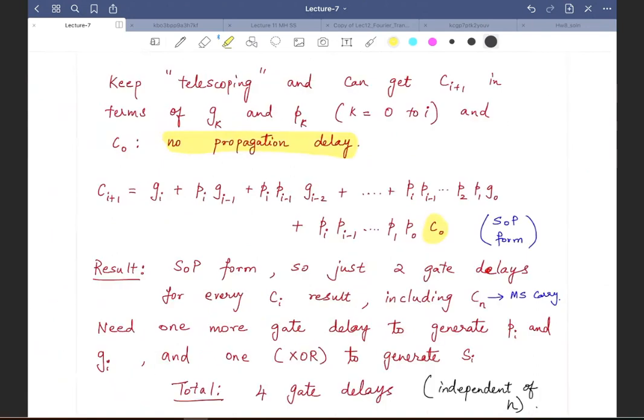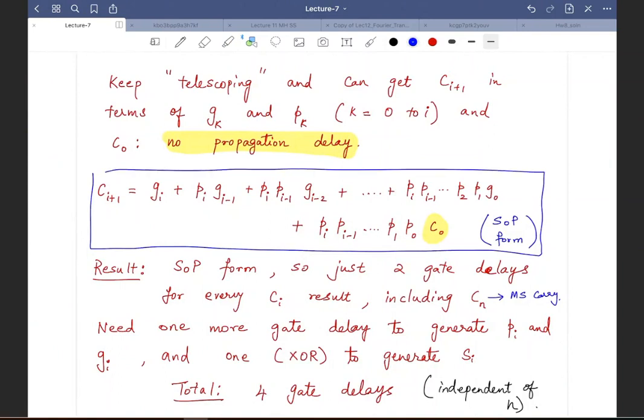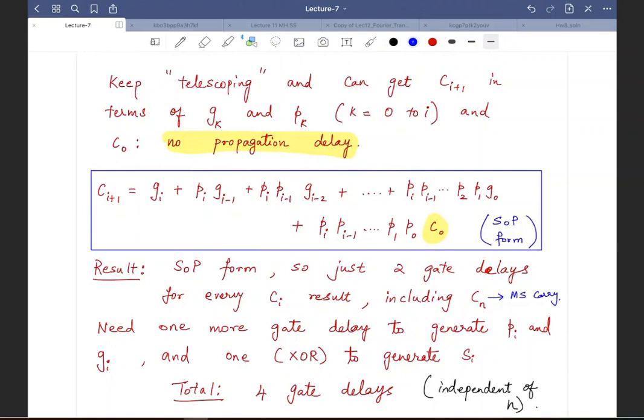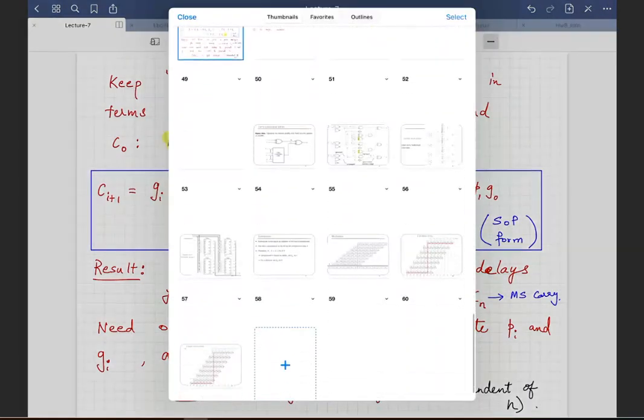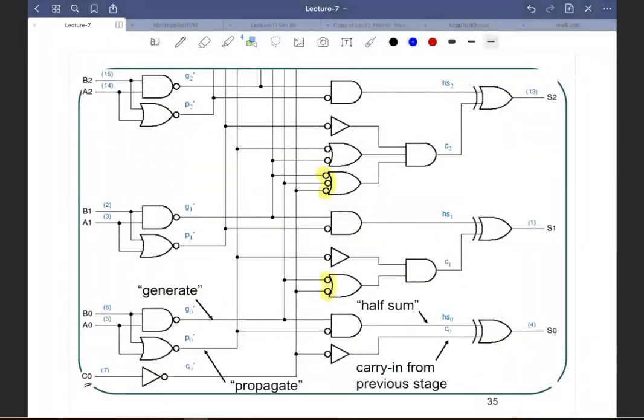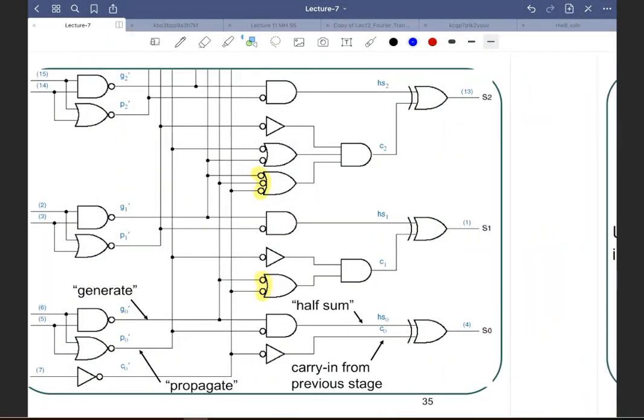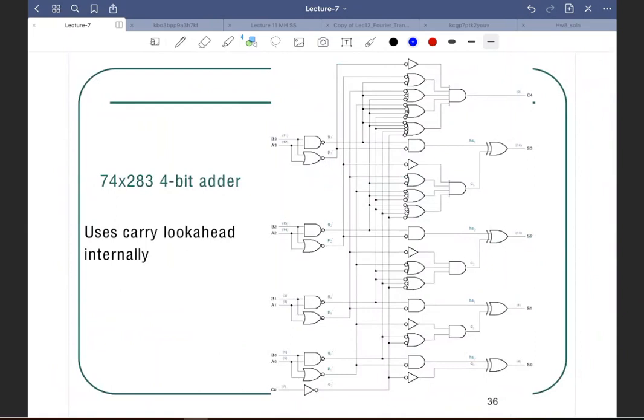But all of these logic diagrams can be traced back to one entity, which is right here. This is the most important result. And as you plug in i equals 0, 1, and 2, you will get all the corresponding logic diagrams that you see in that slide. All right, let's move on. So here is the complete carry look ahead adder.